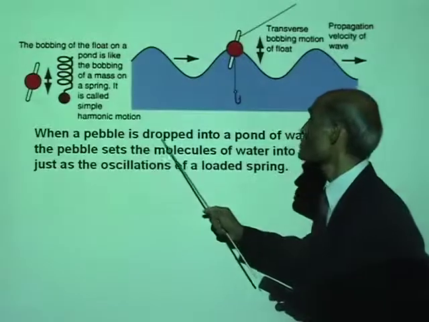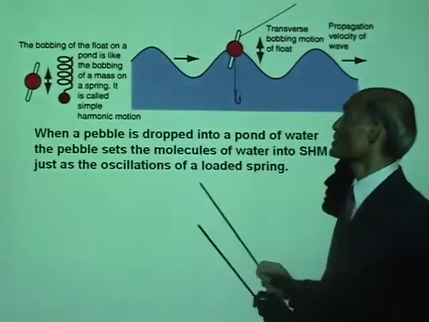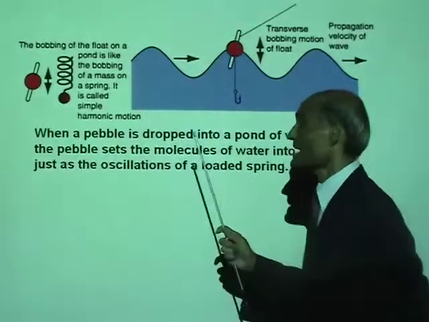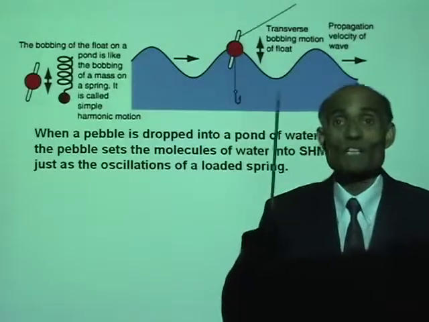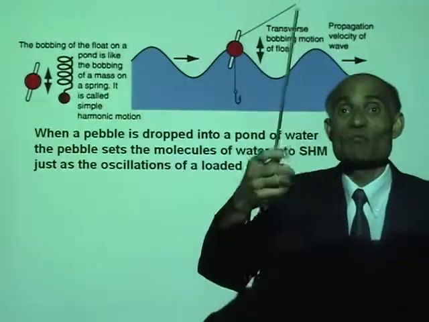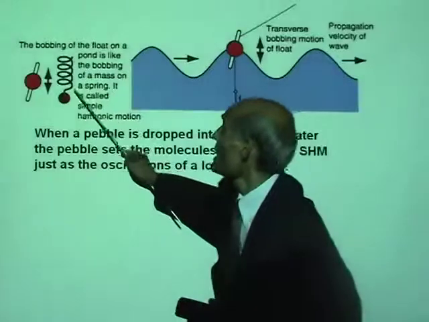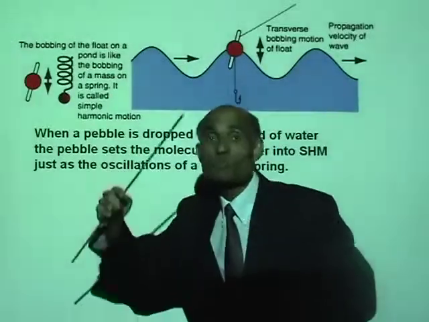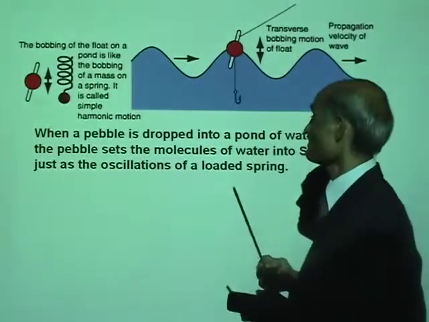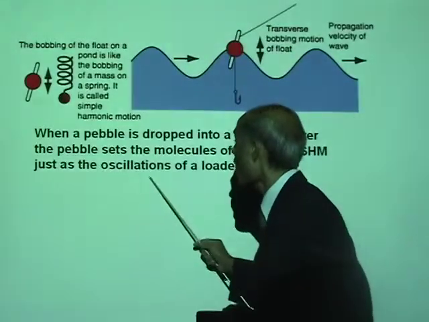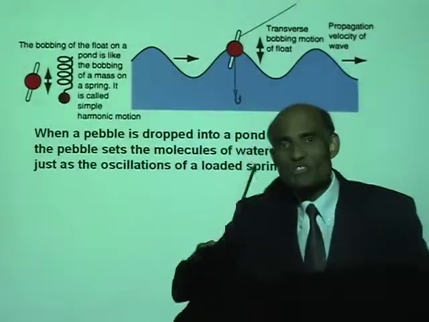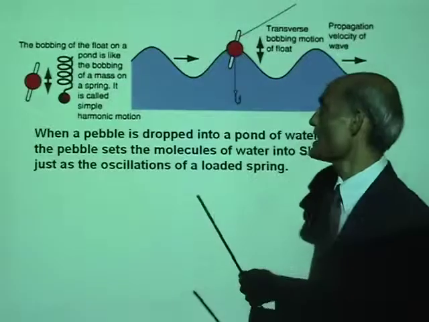When a pebble is dropped into a pond of water, the pebble sets the molecules of water into up and down vibration the same way as the loaded spring will vibrate. And we call that oscillations. Oscillations are the up and down motion.